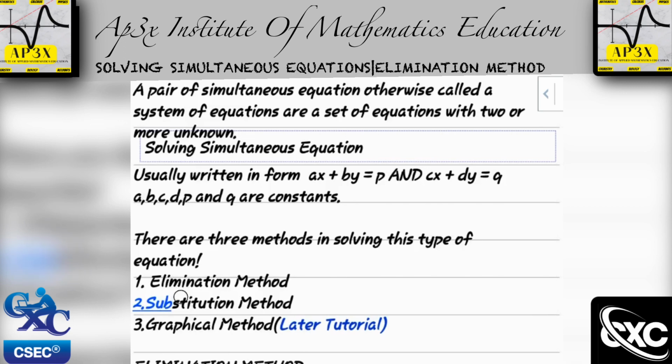Now in part 2, I'm going to have a very elaborate discussion about the connection between the substitution method and the elimination method. When is the substitution method best to use as opposed to using the elimination method? Because of course the elimination method has limitations.